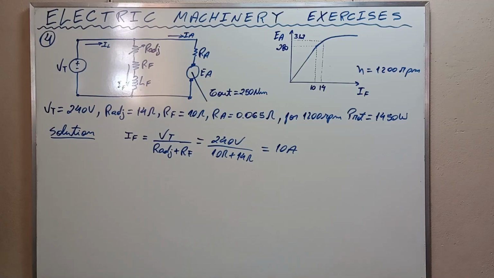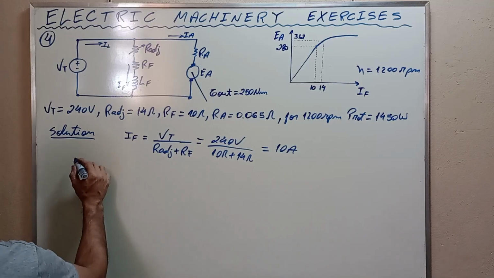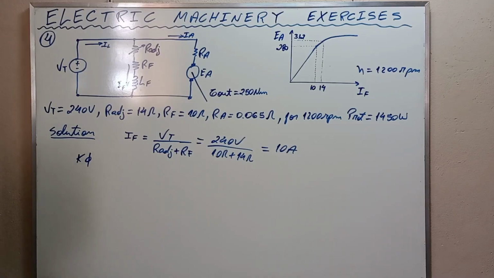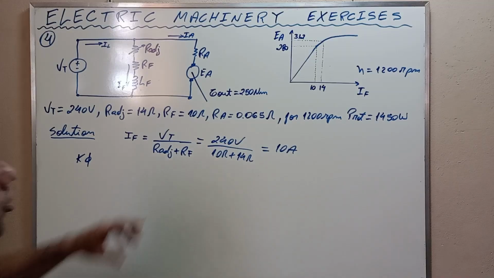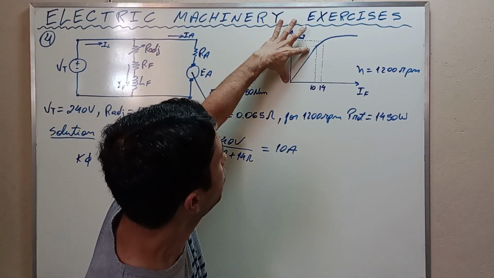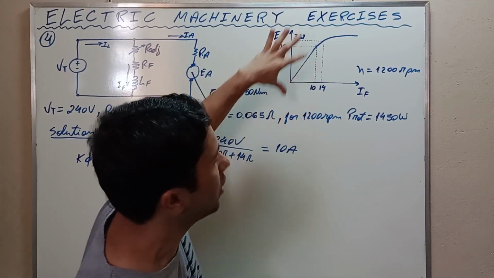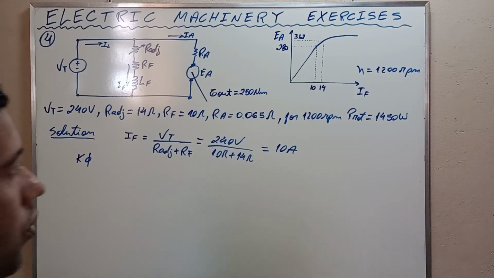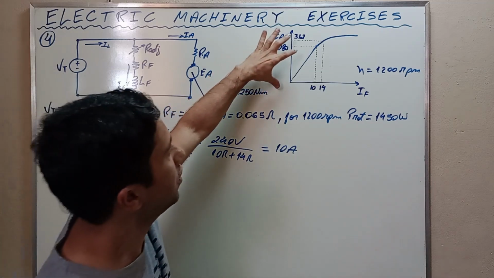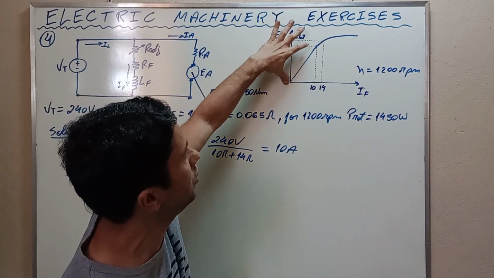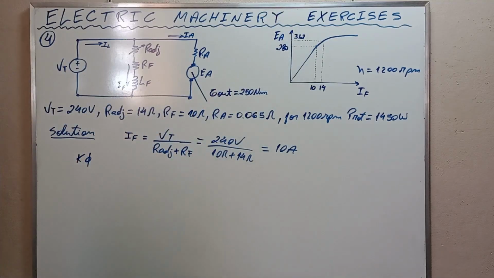Next, we use the magnetization curve to find the machine constant K phi. This constant is important for us, and we are going to use the magnetization curve to find it. We are going to assume that from 0 to here the curve is approximately constant. There is saturation and it loses constancy, but this proportionality holds true.